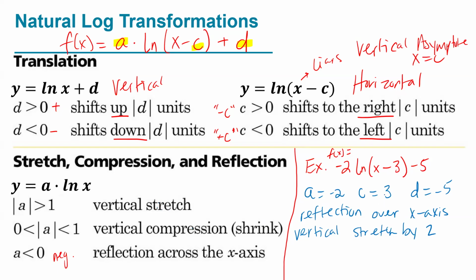Now from C. C is 3. It's positive. So because C is a positive number, that means that it goes 3 units to the right. And then D is -5. Because D is negative, that means it's going to go down. So we went 5 units down. And that's how you read a transformation.